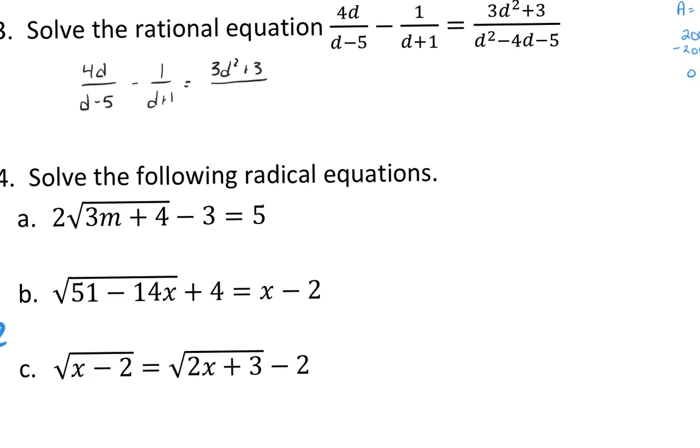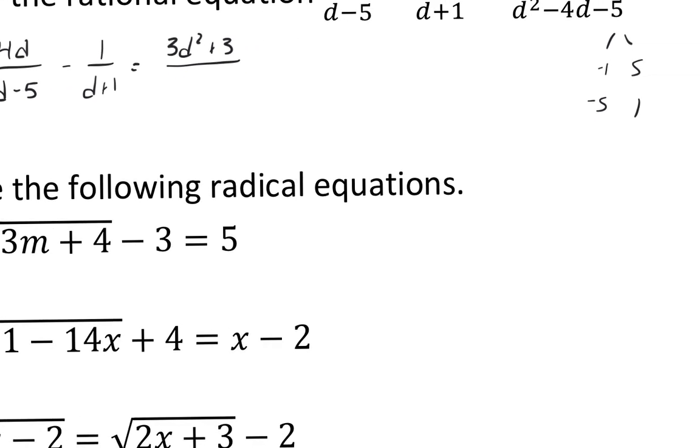Now if we notice, the factors of negative 5 are negative 1 and 5, or negative 5 and positive 1. For this case, we want something that's going to add to negative 4. So we know that this is going to be what we're going to use. So 3d squared plus 3 over d minus 5, d plus 1. If we notice, those are the exact same factors as our denominators on the left-hand side.